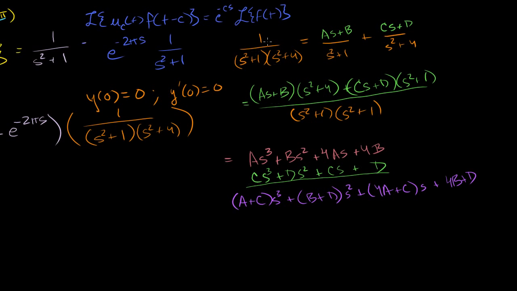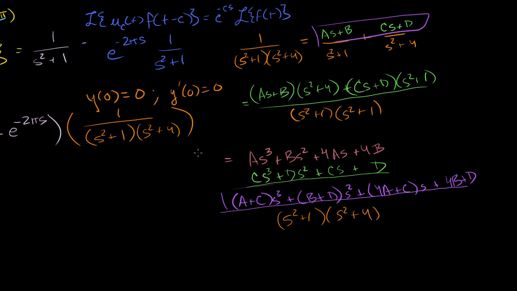All of this is equal to this thing up here. This is the numerator. We just simplified the numerator. That's the numerator right there. And all of this is going to be over your original s squared plus 1 times your s squared plus 4. And we established that 1 over s squared plus 1 times s squared plus 4 should equal this thing. And then you just pattern match on the coefficients.